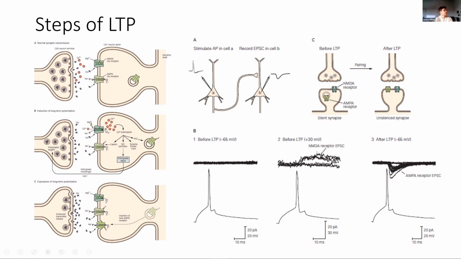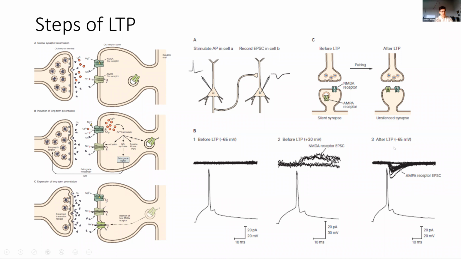We can now check to make sure that there's actually NMDA receptors present, and you have a little bit of a current induced by the NMDA receptor. And then after LTP, you now see this EPSC. So this tells us that there's actually now AMPA receptors present because we activated the NMDA receptor, which allows for the increase of a connection between two neurons within the hippocampus.